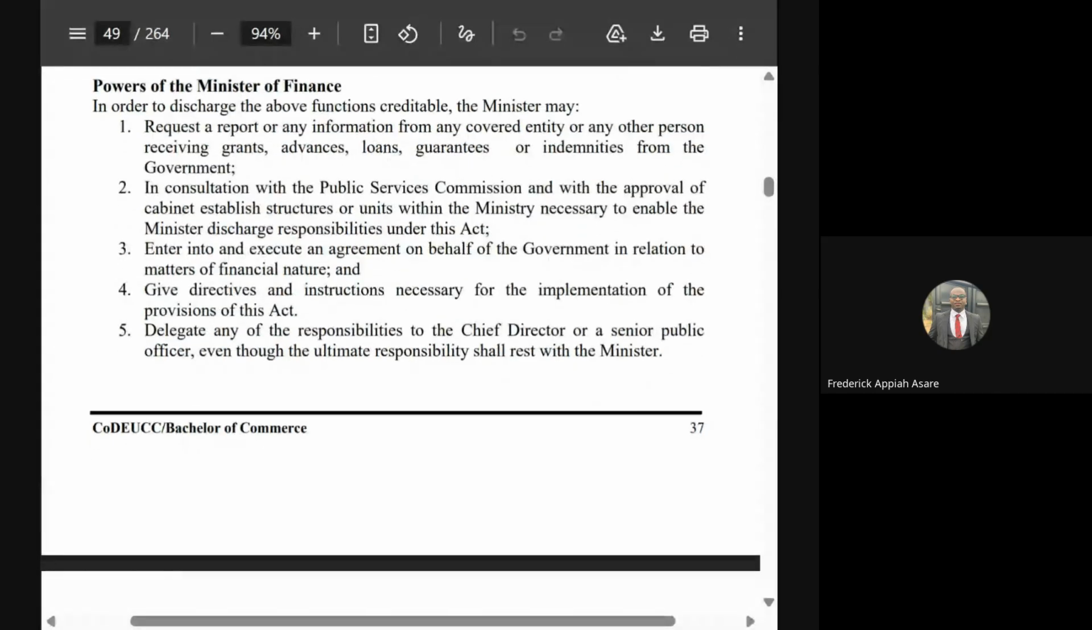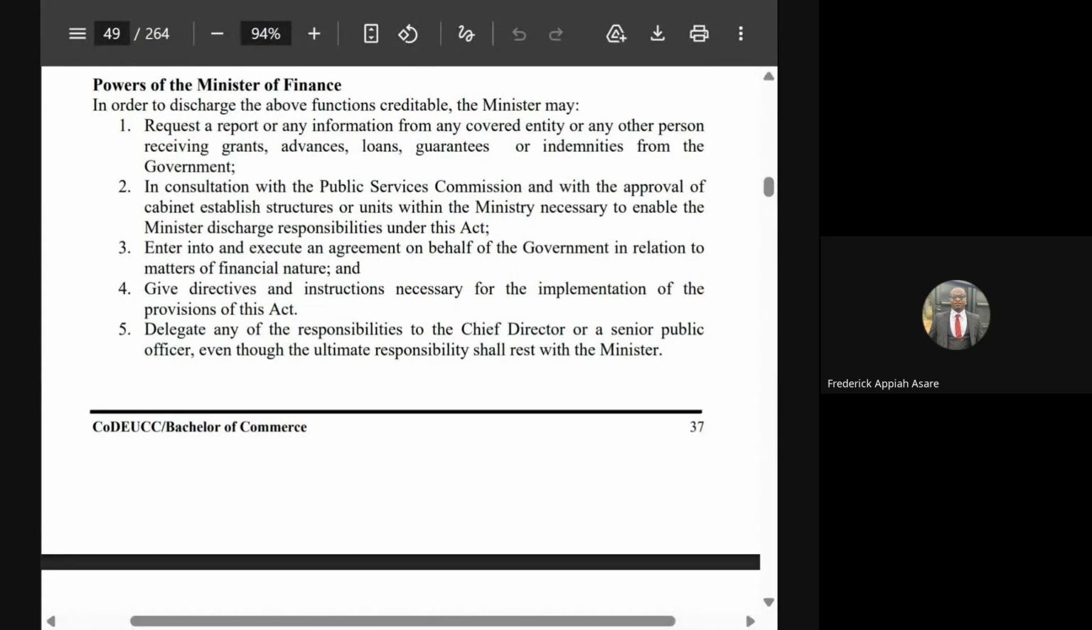In order to discharge the above functions creditably, the minister must have the following powers. He must be able to request a report or any information from any covered entity or any other person receiving grants, advances, loans, guarantees, or indemnities from the government. He must also, in consultation with the Public Service Commission and with the approval of Cabinet, establish structures or units within the ministry necessary to enable the minister to discharge responsibilities under this Act.